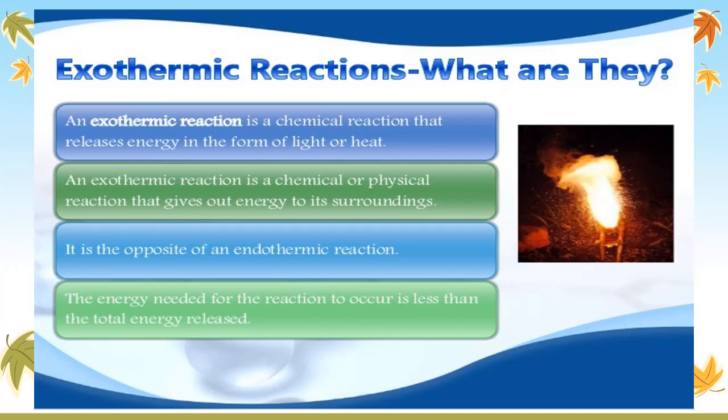An exothermic reaction is a chemical reaction that releases energy in the form of light or heat. An exothermic reaction is a chemical or physical reaction that gives out energy to its surroundings. It is the opposite of an endothermic reaction, which we will discuss later on. The energy needed for the reaction to occur is less than the total energy released.